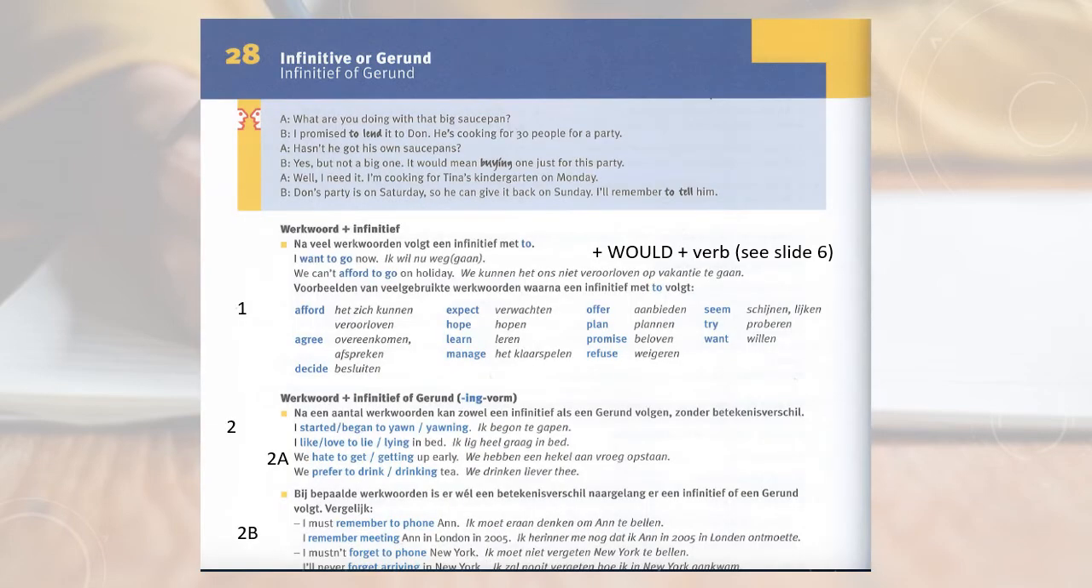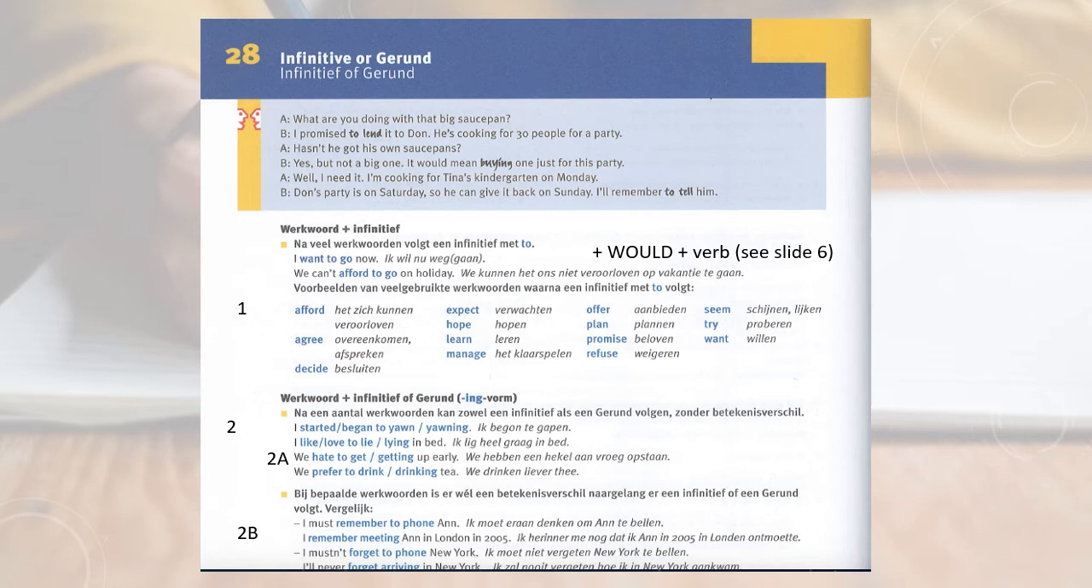Okay, so the first thing you have to know is, if you look at number 1, you see a list of verbs, and these verbs are always placed with a to infinitive. So as you can see, I want to go. You don't say I want to going. So we don't place a gerund, but we place an infinitive. We can't afford to go. Okay, so you can see those verbs. Those are examples of common verbs with a to infinitive. So to offer, to learn, to manage to do something, and so on.